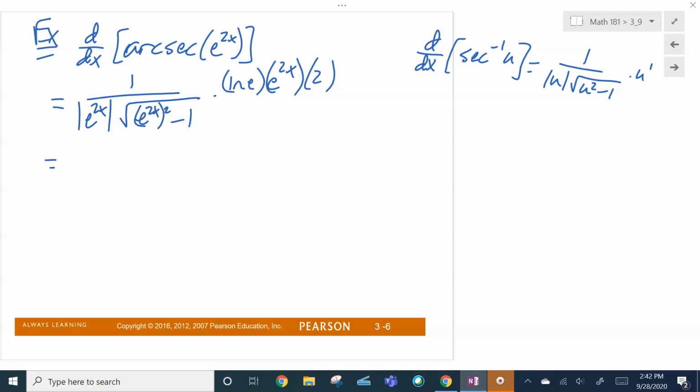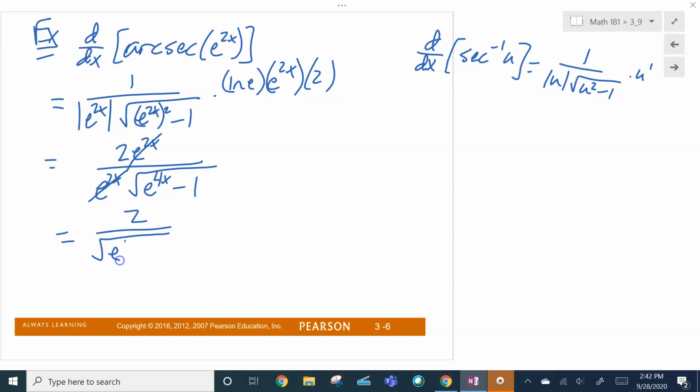So on the top I've got 2 e to the 2x. Again, the absolute value of e to the 2x is just e to the 2x. And then here I've got e to the 2x times e to the 2x, or e to the 2x squared, right, is e to the 4x. Notice those e to the 2x's cancel. So I got 2 over square root of e to the 4x minus 1. And there's our derivative. Right?